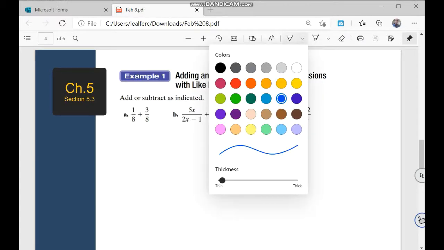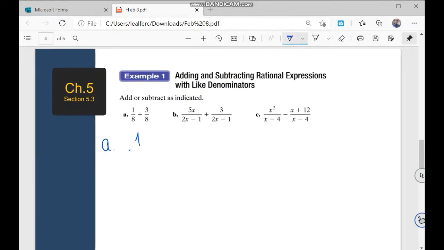Let's say the first one. Help me with this example, letter A. 1 over 8 plus 3 over 8. How can I find the answer? Help me out. What is the answer for this addition of fractions or rational expressions with like denominators? Thank you, Kion. So we keep the denominator, perfect, and we add the numerators, 1 plus 3. And this is 4 over 8.